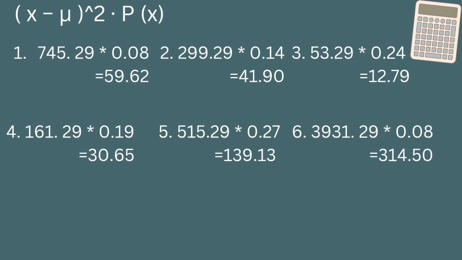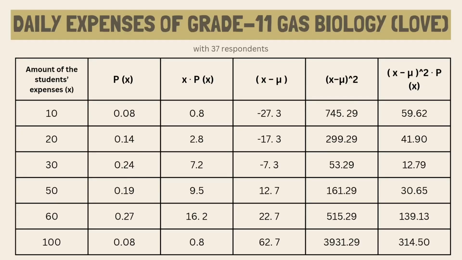161.29 times 0.19, which results to 30.65, 515.29 times 0.27, which is 139.13, and 3,931.29 times 0.08, which is 314.50. And again, we will just repeat the process.